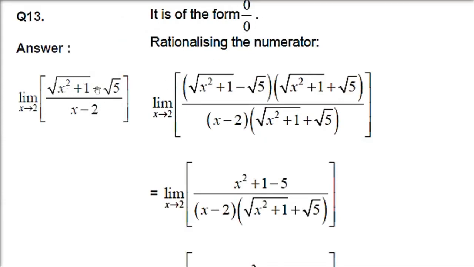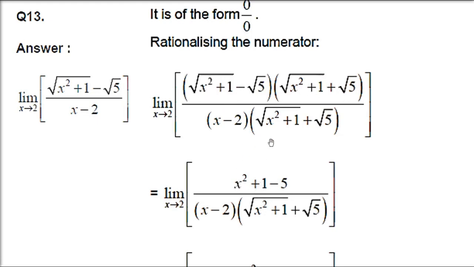So what we do, we try to rationalize it, or try to remove this root also, and make this expression such that we can put this x as 2. Whatever the minus is, you multiply the same term with a positive sign. So make minus as positive. So a minus b, a plus b, just multiply here.